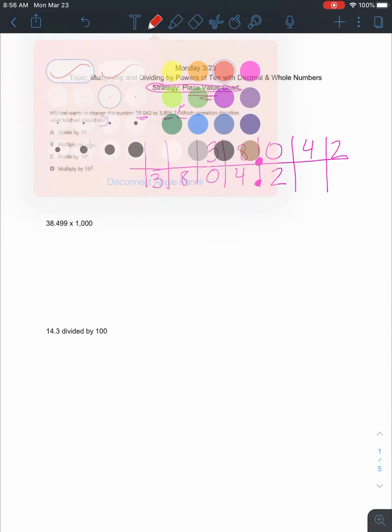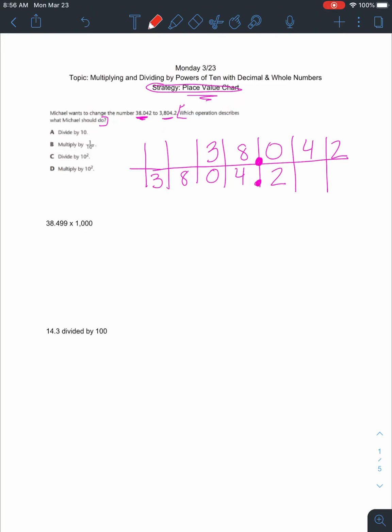Now you should be thinking in your head, what directions did your digits move? If I'm starting with my 3 in the tens place and I'm trying to get my 3 in the thousands place, I'm moving 2 place values to the left. I know that 2 place values to the left is like having 10 to the power of 2. And if I'm moving to the left, my digits are getting larger, I'm multiplying.